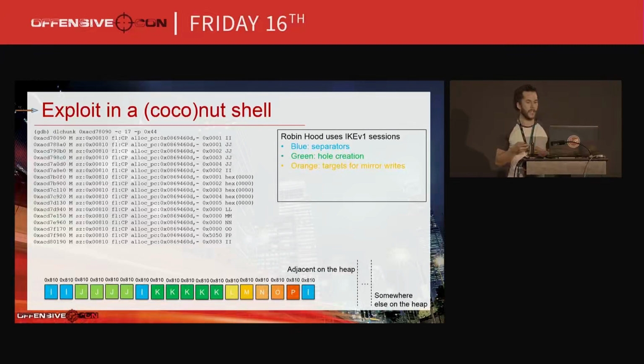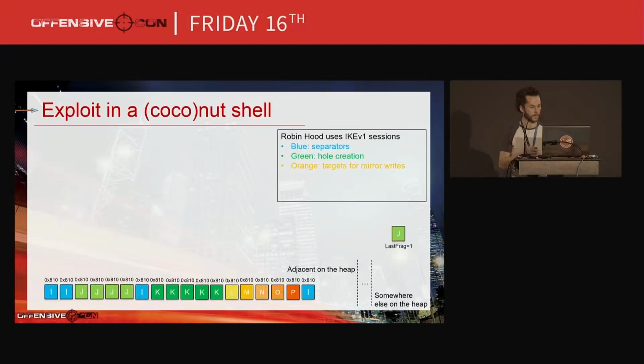I'm using -P to indicate that it's going to show the actual content of the chunk, and that's why we see the IIJJ, because we're showing the actual content of the chunk. So now we are going to do our exploits.